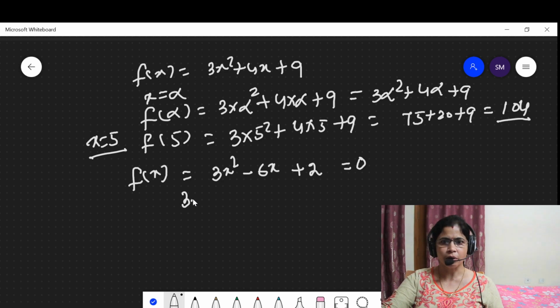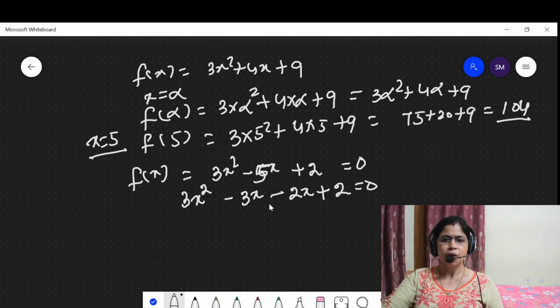if we solve this, factorize this, using middle term factorization, then this is 3x square minus 5x plus 2 is equal to 0. Use the middle term factorization to factorize this. Then 5x can be split into two parts as minus 3x minus 2x. Please students, recall the middle term factorization.